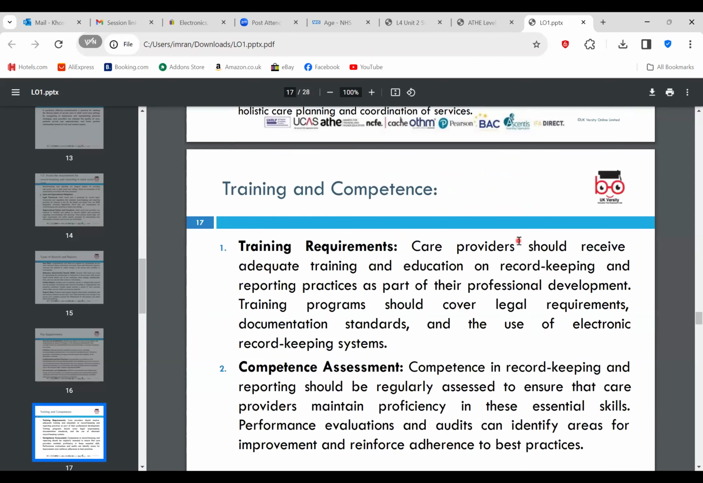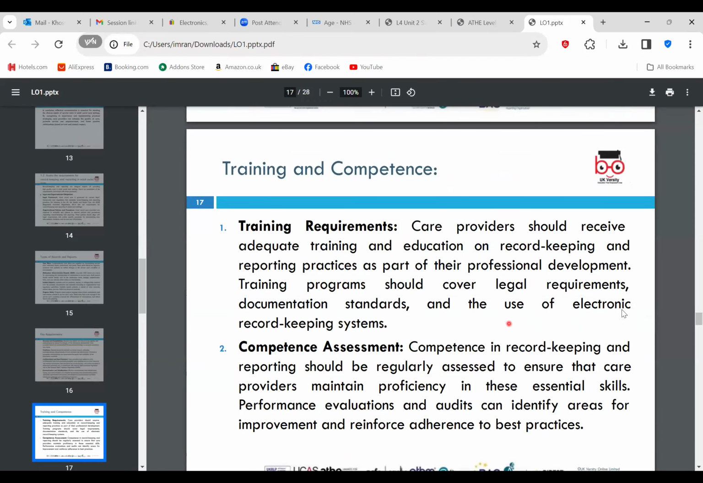Training and competency. You are provided training, and this is one type of training that we are providing you. As care providers, you should receive adequate training and education on record keeping and reporting practices. This will be part of your professional development. Training programs should cover legal requirements, documentation care, and the use of electronic record keeping systems.